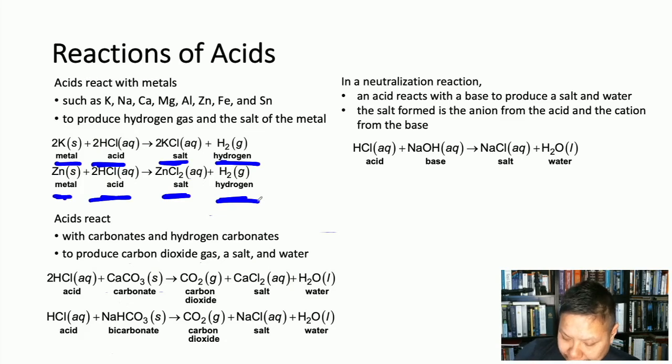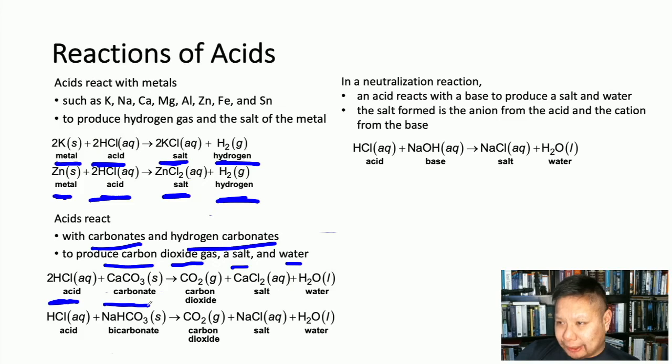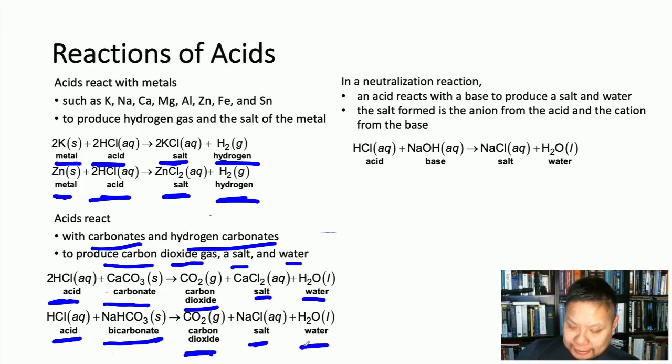Acids also react with carbonates and hydrogen carbonates. And when they do, they produce carbon dioxide gas, salt, and water. So hydrochloric acid here can react with solid calcium carbonate, and it gives you carbon dioxide, calcium chloride, and water. Hydrochloric acid also can react with sodium bicarbonate, which is actually the same thing as baking soda, and you get carbon dioxide, salt, and water. So that's something else that acids can react with.